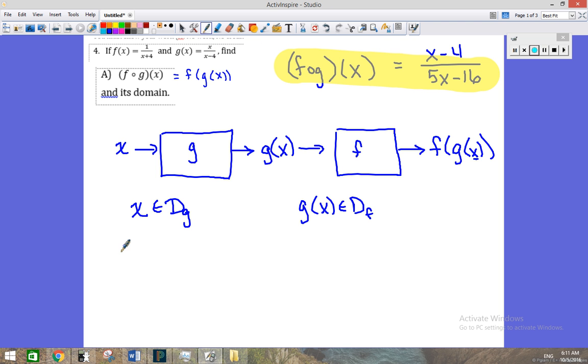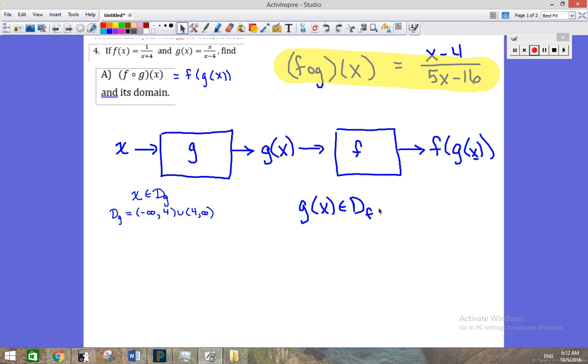So for the domain of g, it's all real numbers excluding positive 4. Written in interval notation, we write it like this. Now, this could be our final answer, but we don't know yet, because there might be some additional restrictions that we have to place on x, because the output of g has to be in the domain of f.